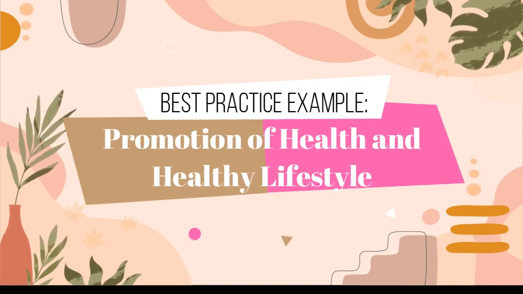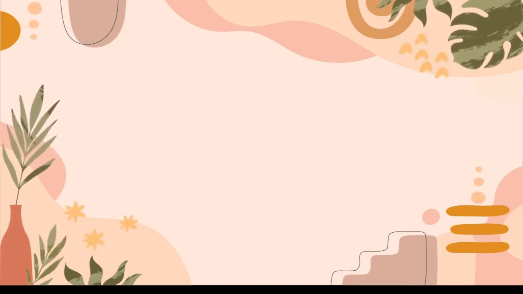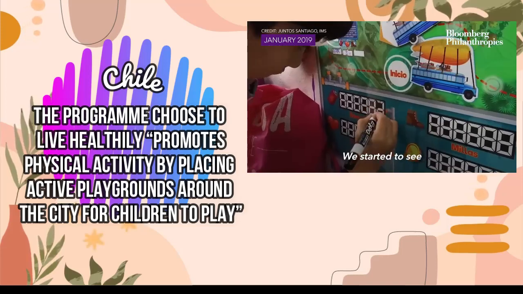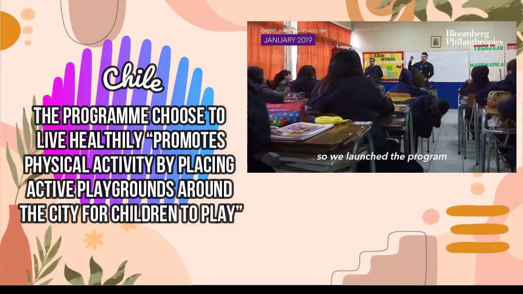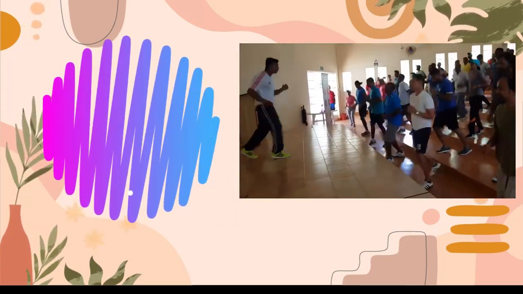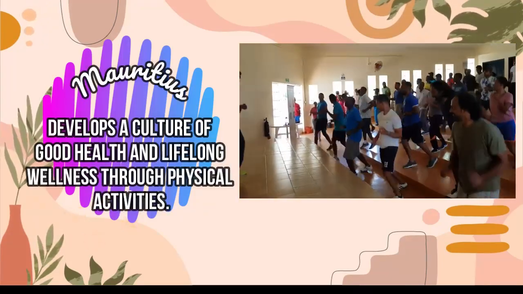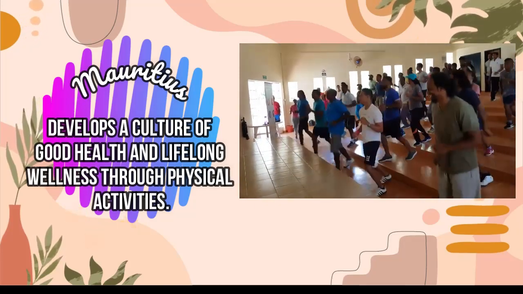Promotion of health and healthy lifestyle. A number of examples of health-related programs are provided. For example, in the country of Chile, the program Choose to Live Healthily promotes physical activity by placing activity playgrounds around the city for children to play. Another example which promotes a healthy lifestyle is in Mauritius, where a scheme develops a culture of good health and lifelong wellness through physical activities.